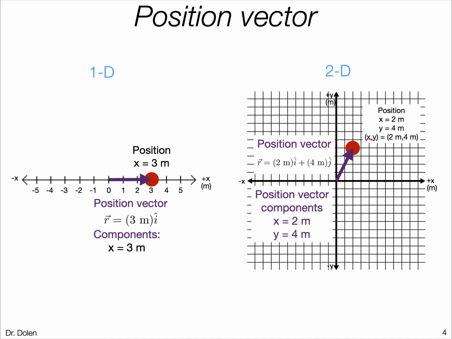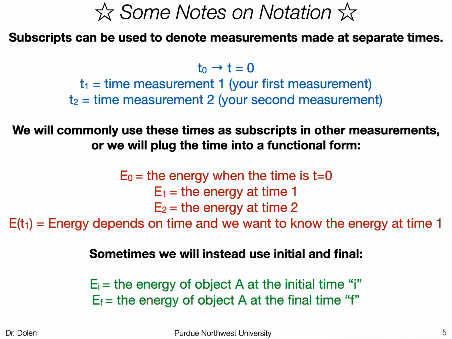Before we do so, I just want to make a few notes on notation. Okay, and this is something that's necessary because so many books use different pieces of notation, and I just want to make sure everybody's clear at the start what notation we're using when we're using all these subscripts and things in this class. So often subscripts are going to be used to denote measurements made at separate times. So if I do t sub 0, that means the time is equal to 0 seconds, right? Whatever we're defining 0 time to be, t sub 0 is that time. Okay. T sub 1 is going to be just time measurement 1, our first measurement.